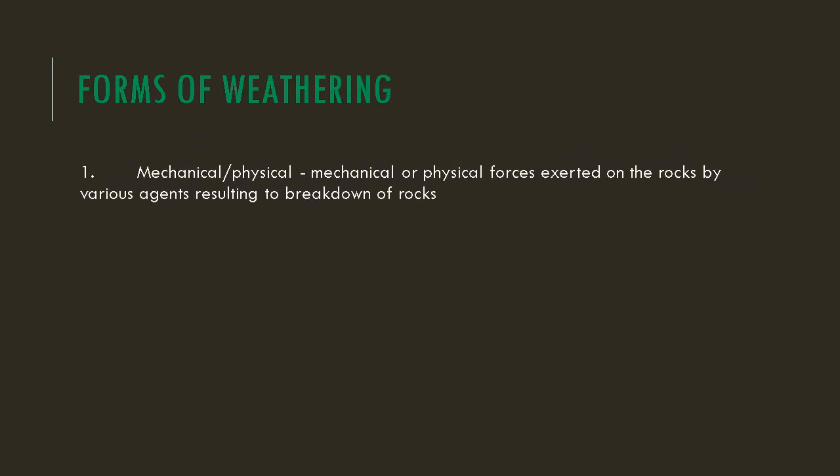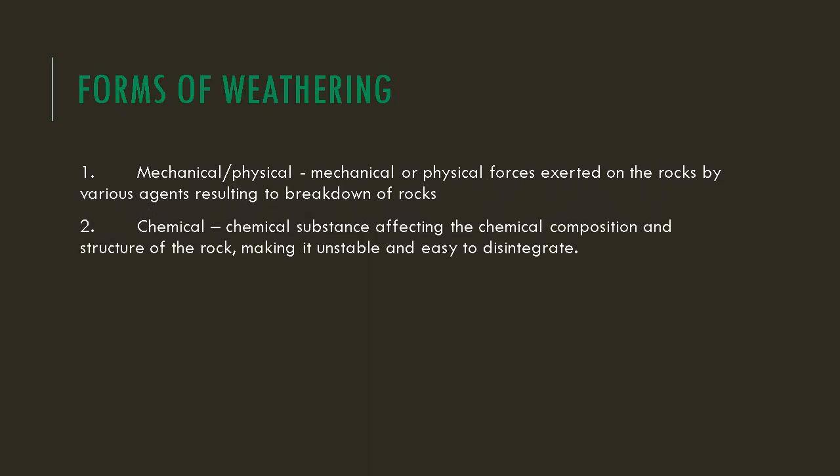What are the forms of weathering? We have different forms of weathering. One is mechanical or physical, where pressure or physical force is exerted on the rocks by various agents, resulting in breakdown of rocks. We also have chemical, where reactions occur depending on the substances or a catalyst accelerating that, and as a result the rock's chemical composition and structure is made unstable and therefore becomes easy to disintegrate.